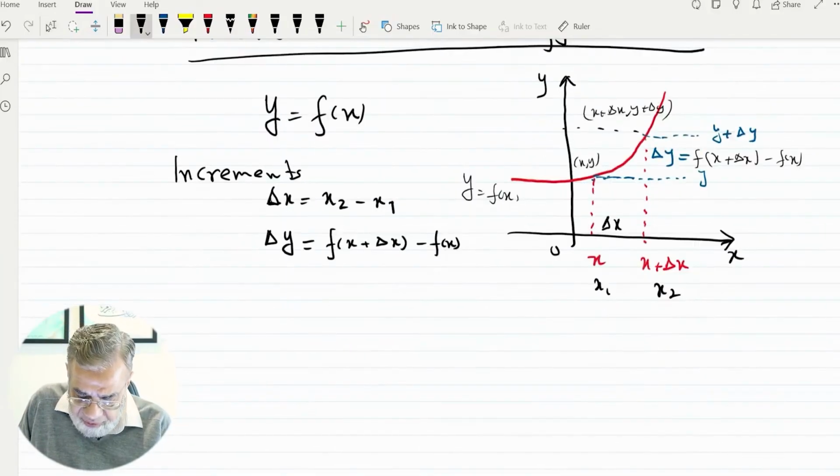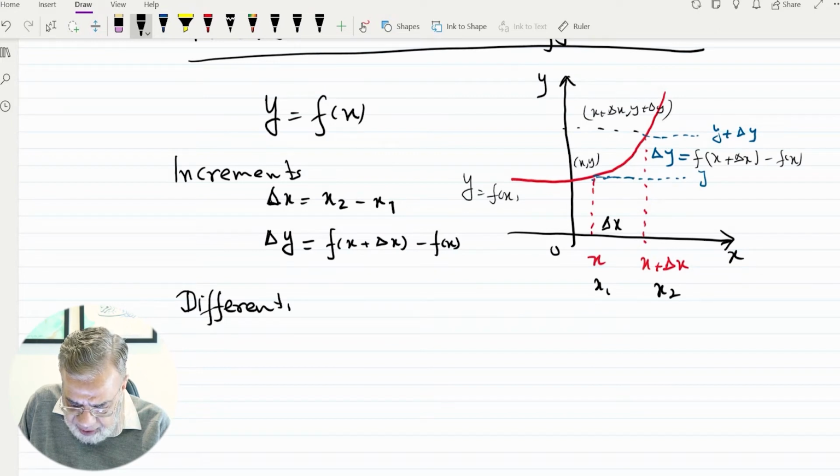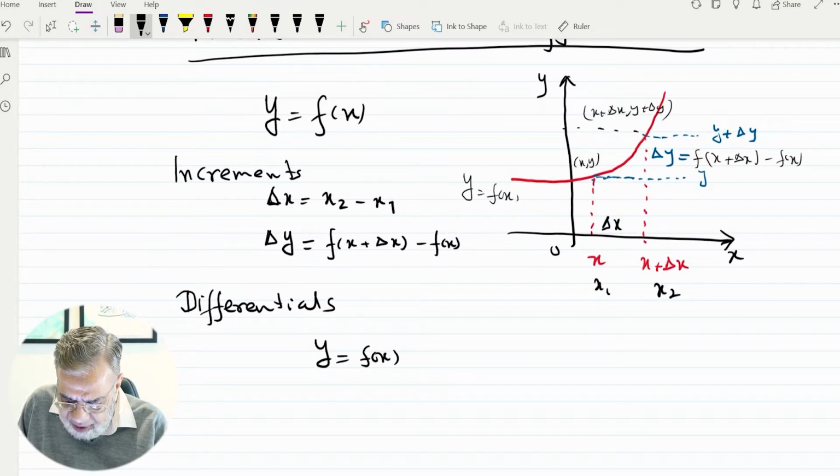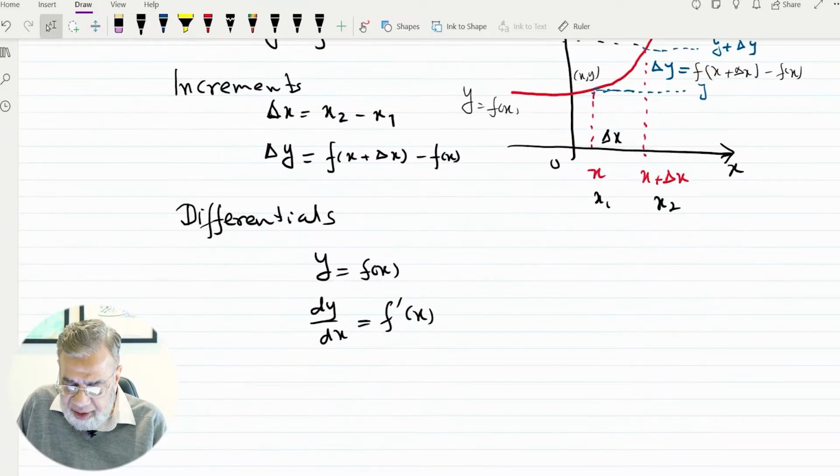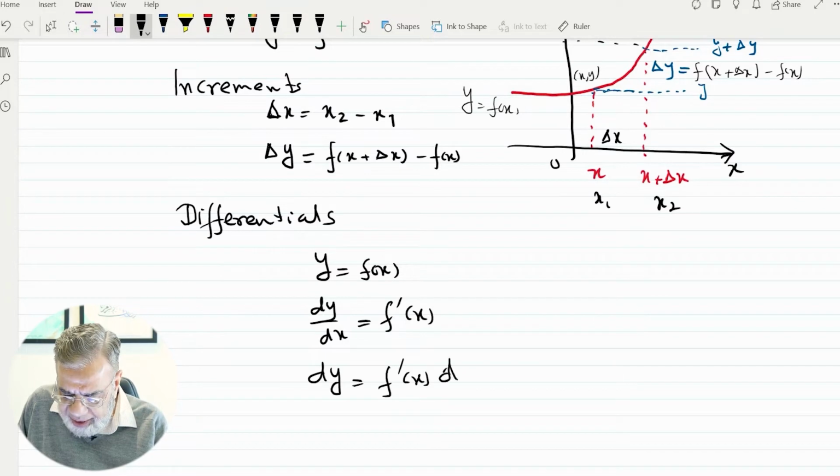Next is the differential. For differentials, we just use the definition of the derivative. We know that we have the function y equal to f of x, and dy by dx we can write equal to f dash of x. This is the basic definition of the derivative and the notation for writing it. Now I want to find this dy. So my dy is equal to f dash of x into dx. My differentials are dx and dy.